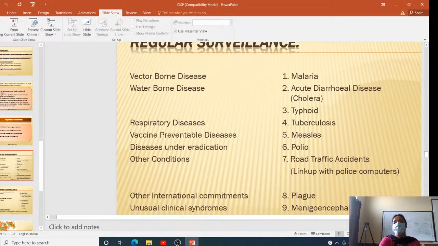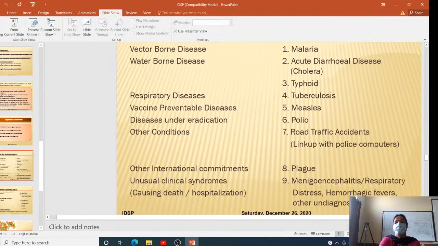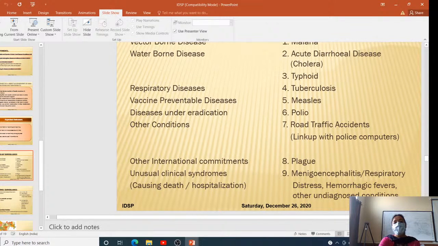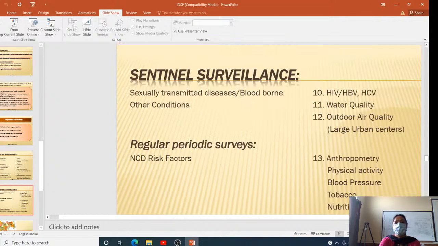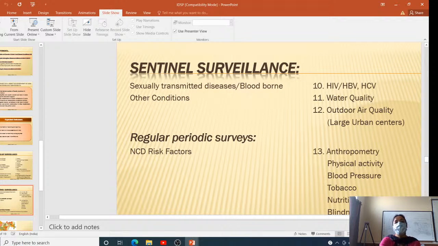Okay, then unusual clinical syndromes like meningoencephalitis, respiratory distress, hemorrhagic fevers. Okay, and there is further STDs, and then there are certain things which need prevention or promotion of health, like water quality, outdoor air quality in large centers, and then there are periodic surveys for non-communicable disease risk factors.